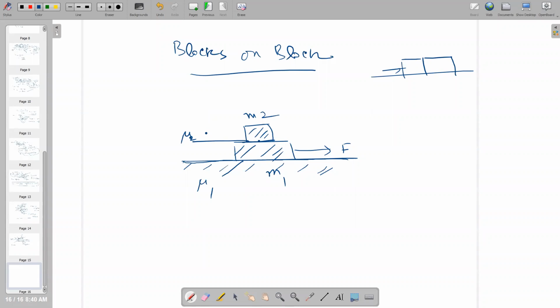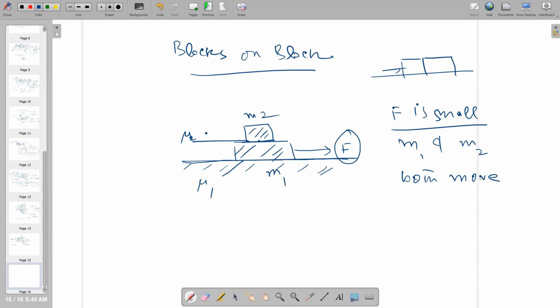So here is the condition. So you just remember this condition. If F is small, if this force is small, then M1 and M2 both move together. Due to the frictional force between M1 and M2, they will move together. Okay. This is one condition.